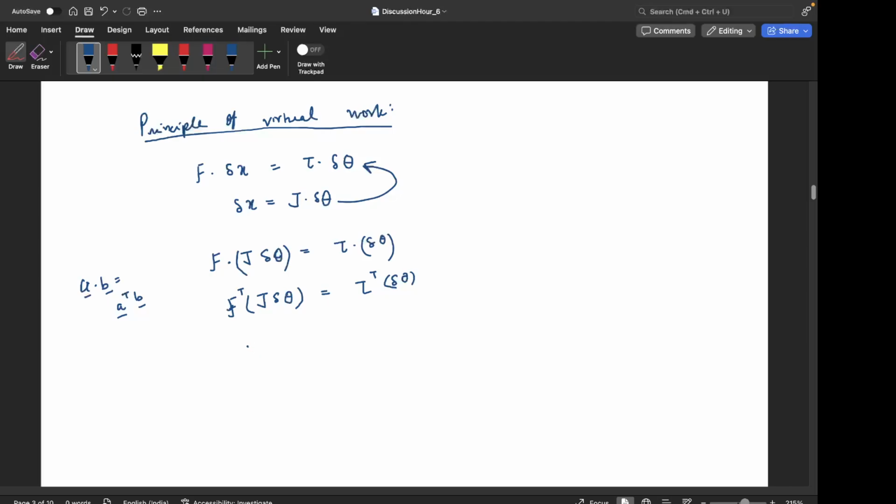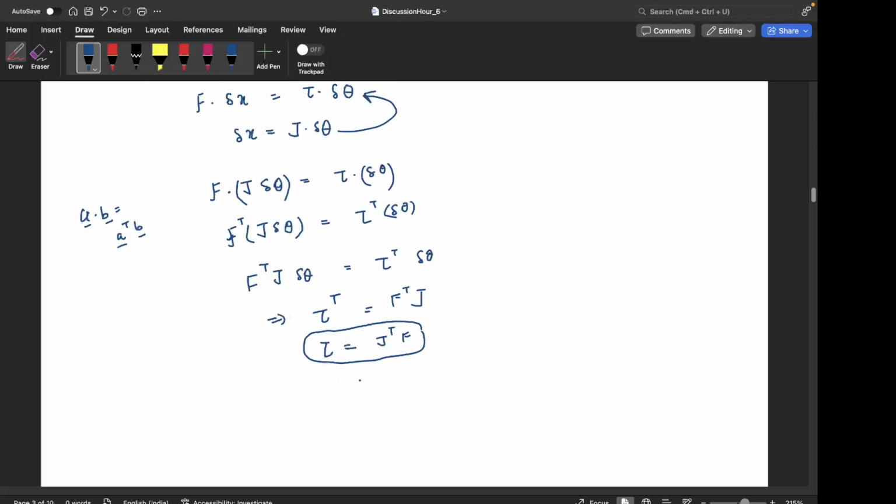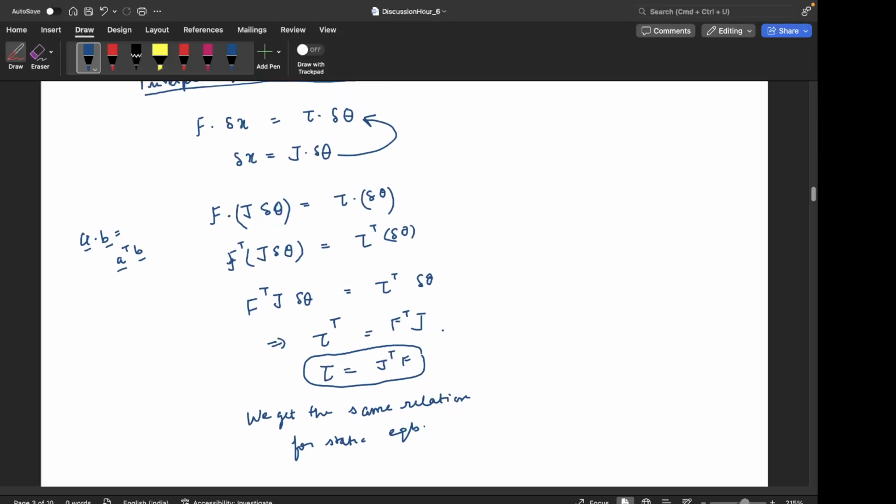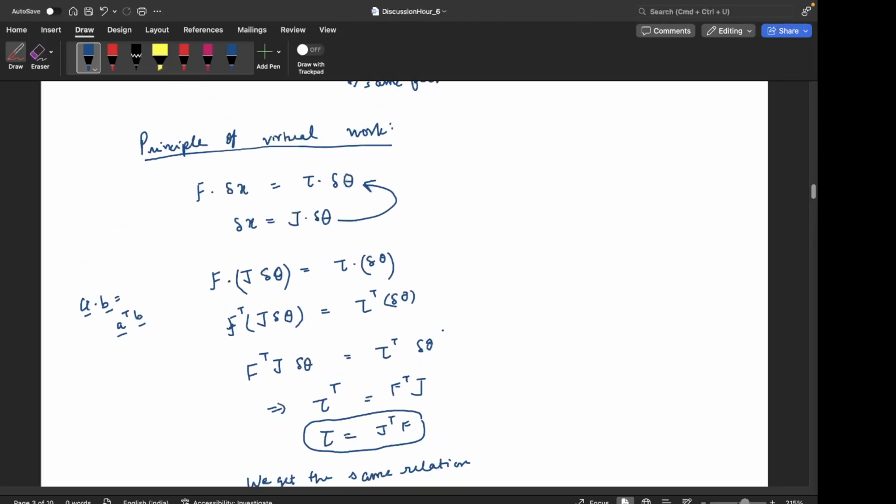So this implies that tau transpose is equal to F transpose J, and hence taking the transpose on both sides, tau is equal to J transpose F. So again we see that from the principle of virtual work, for a static case we get the same relation for static equilibrium. And you can do the same analysis for different types of robots.